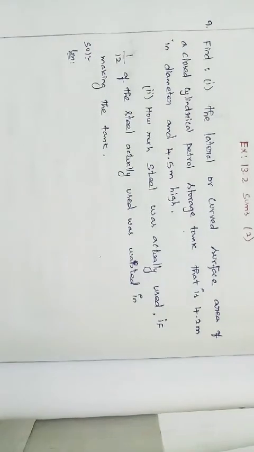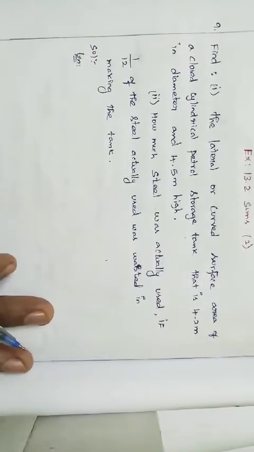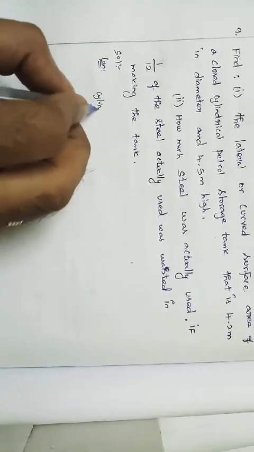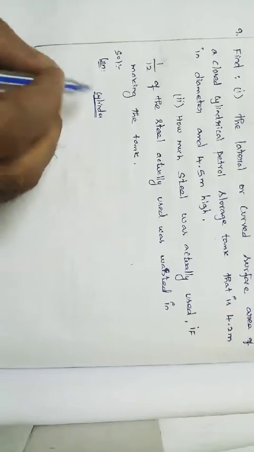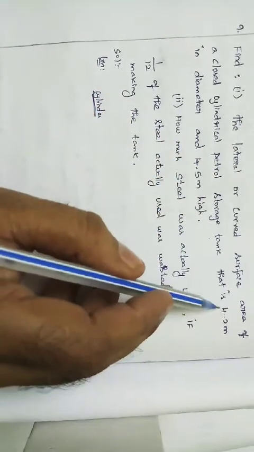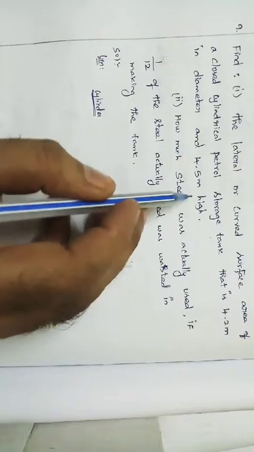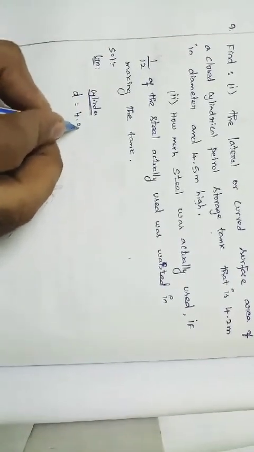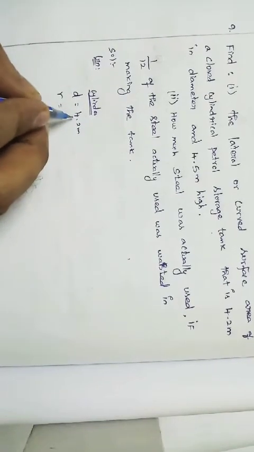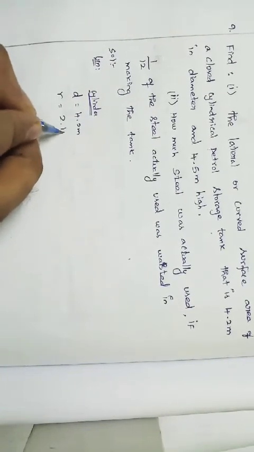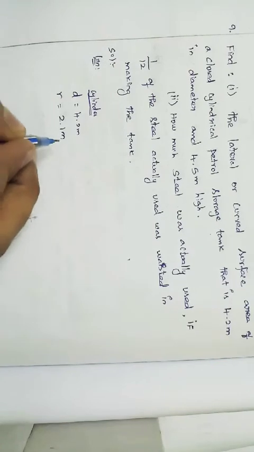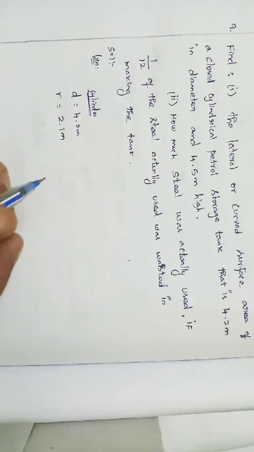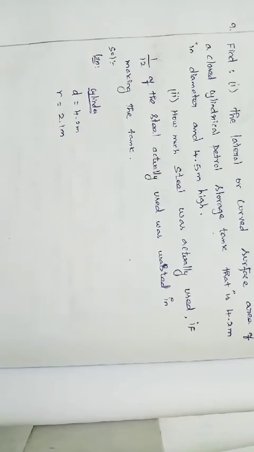So while we are solving, I'm just explaining clearly. First we can find the first subdivision, right? The first subdivision is nothing but the CSA, curved surface area of the cylindrical tank. Given a cylinder, what are the things given? Diameter and height. Diameter of the cylinder D is equal to 4.2 meter. Then radius is equal to half of diameter, that is 2.1 meter. Better you write in terms of fractions, it will be very easy.